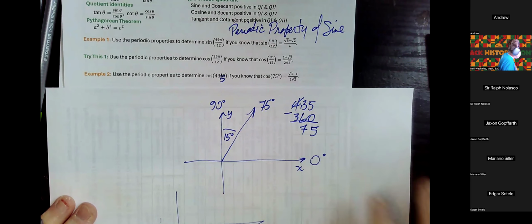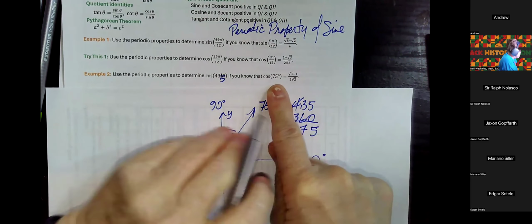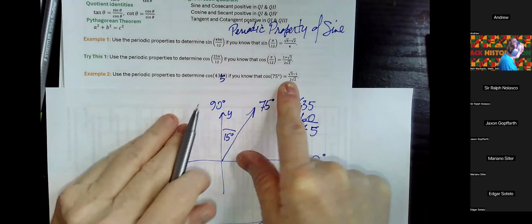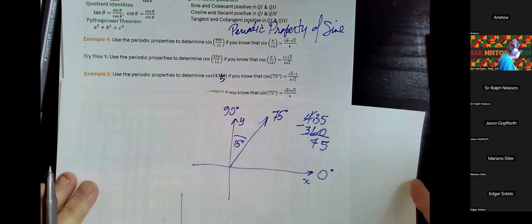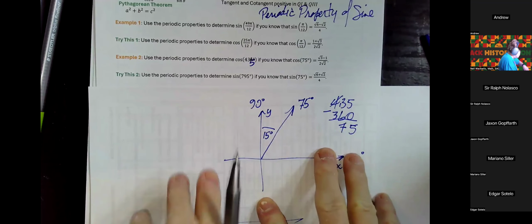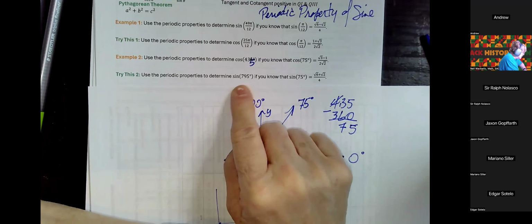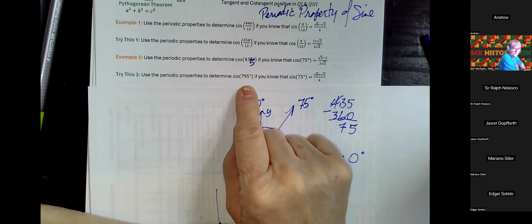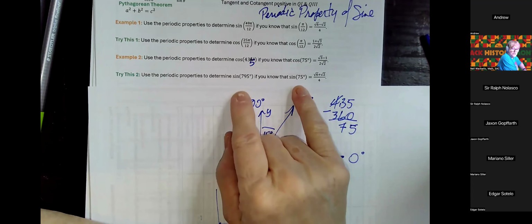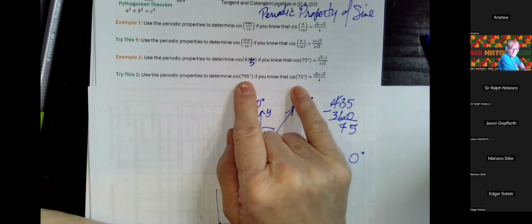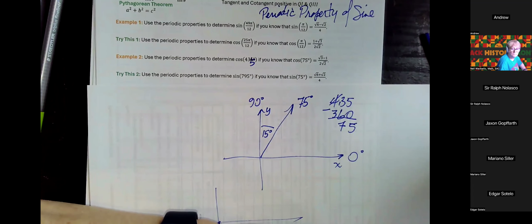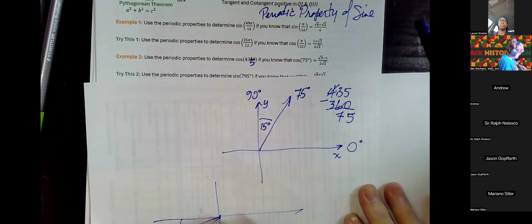Anyway, okay, so we started at 435, ended up at 75 by subtracting one full rotation, 360. So whatever value you have for one has to be the same as the value for the other. And what do you think you'll subtract from 795 to show that these values are the same? Would it be two full 360 rotations? Twice. That's right.